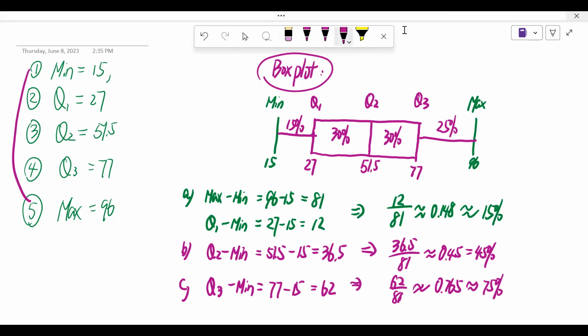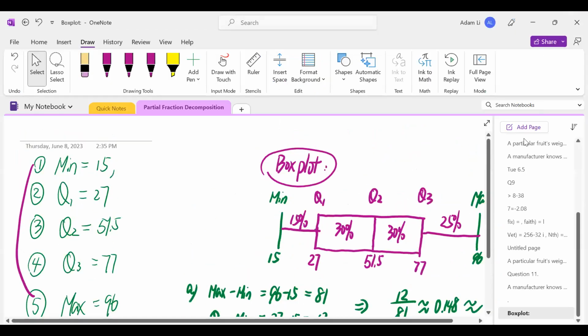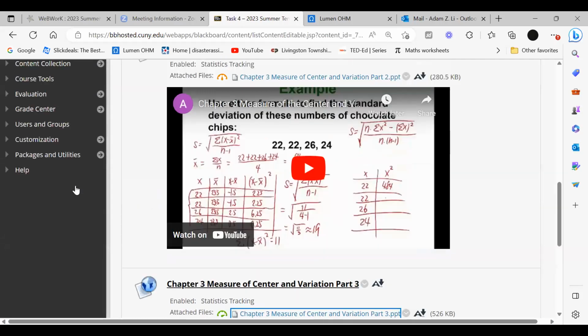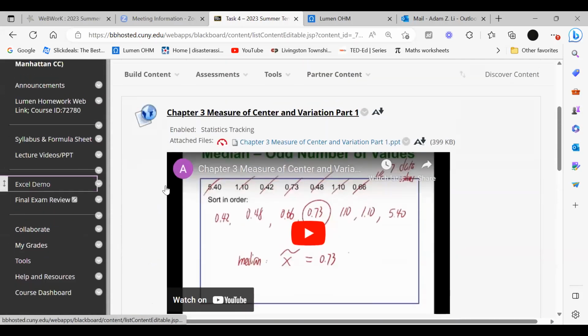Now, since we went over this procedure, I want you guys to try one of the questions in our Blackboard course, right? Let's go back to Blackboard course. And then let's go to the Excel demo. Okay.